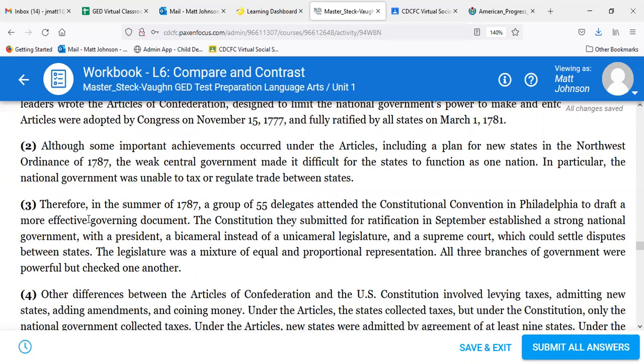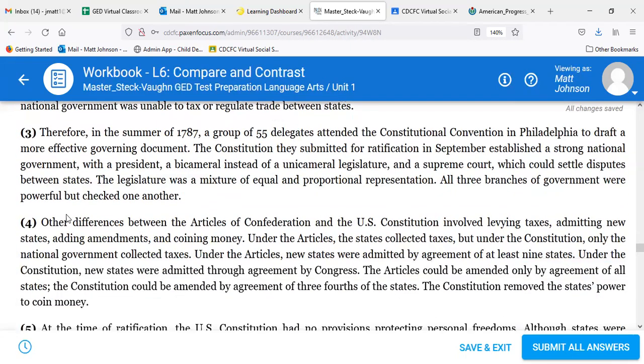Before, under the Articles of Confederation, there was only one body. And then the Supreme Court, which was in addition in the Constitution. So, and a Supreme Court which could settle disputes between states. The legislature was a mixture of equal and proportional representation. All three branches of government were powerful but checked one another.